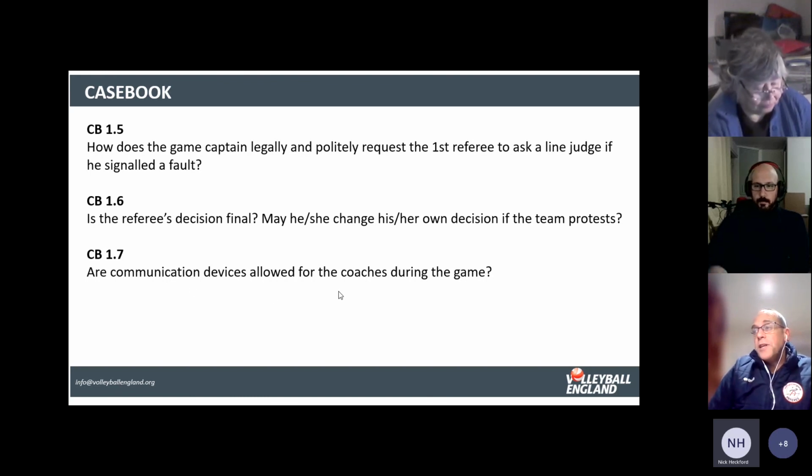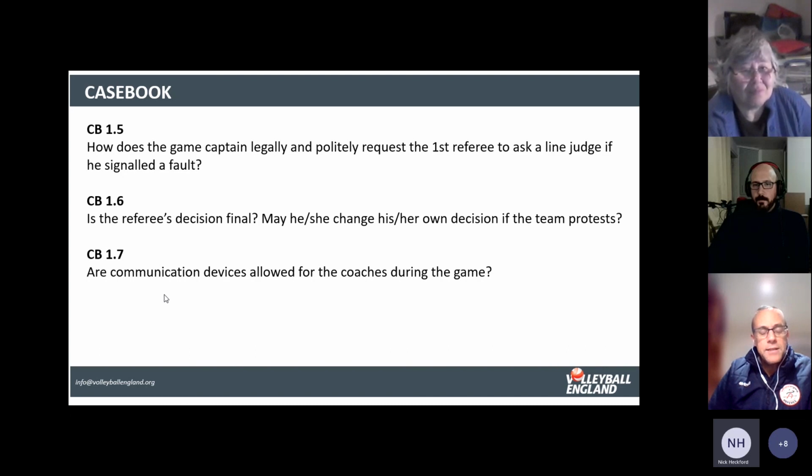Quick one on communication devices allowed for coaches during the game. Are they? I don't think there's any coach I've seen in the UK try to use communication devices apart from at national finals. Sometimes they're mic'd up to the stats team. So yes, it's absolutely acceptable for them to be mic'd up to the stats team, and the stats team will be telling them information during the match, and that's allowed. That's not a problem.